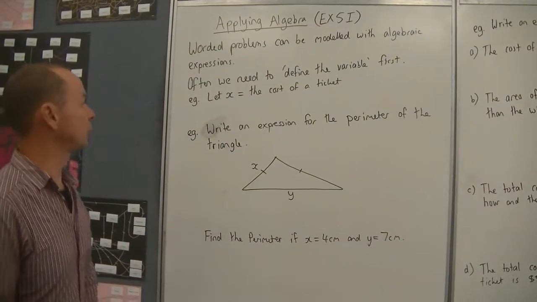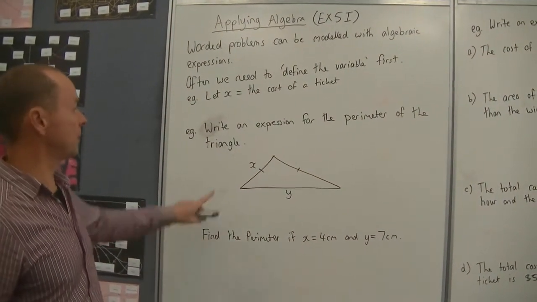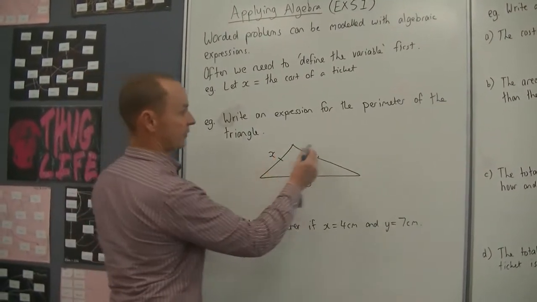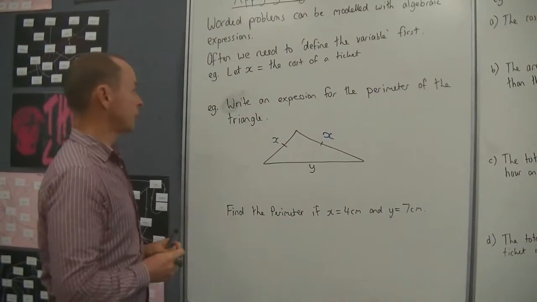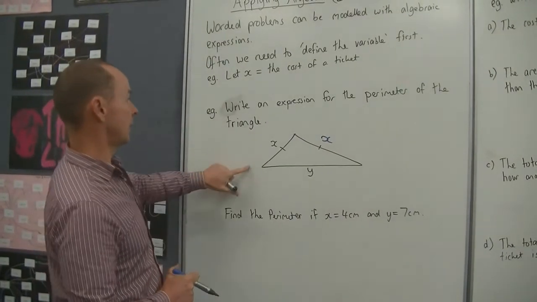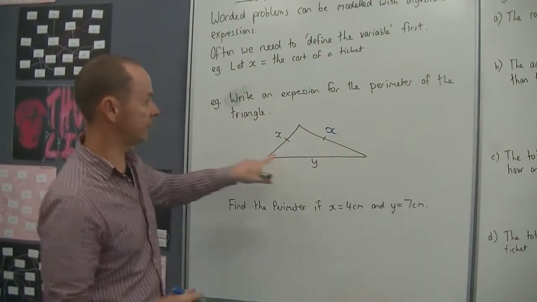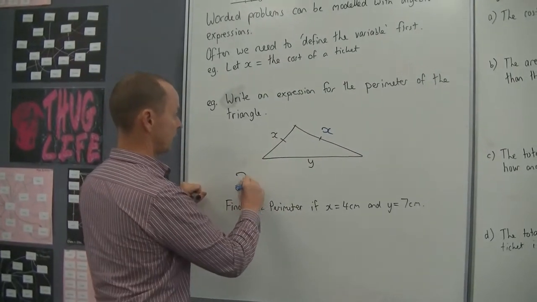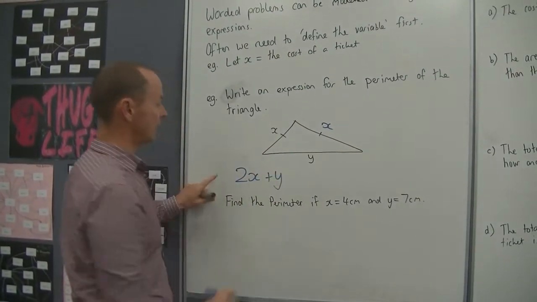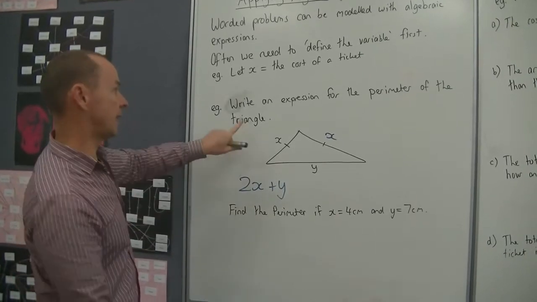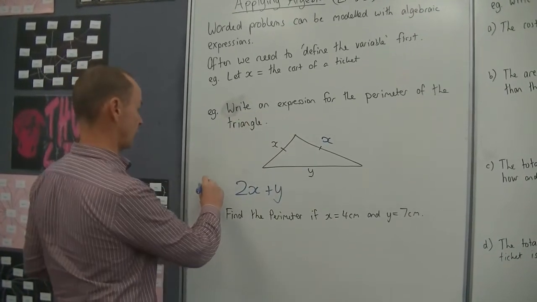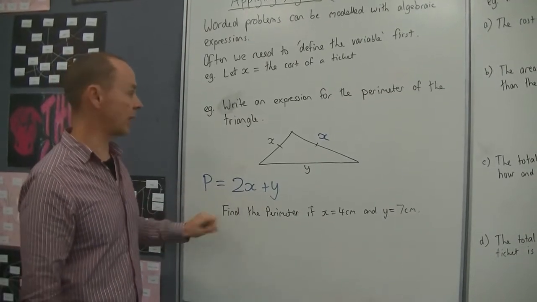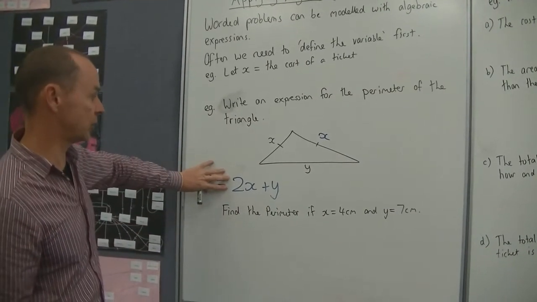And here's some examples. Write an expression for the perimeter of this triangle. You can see it's an isosceles triangle. That is x, so therefore that one's x as well. The perimeter is when you add up all the sides together. So the perimeter is x plus x plus y. I'm just going to write down 2x plus y. That's an expression, but in this case I'm actually going to write that as an equation. See, I've written P equals. Now I've turned it into an equation. That's okay, just ask for the expression.